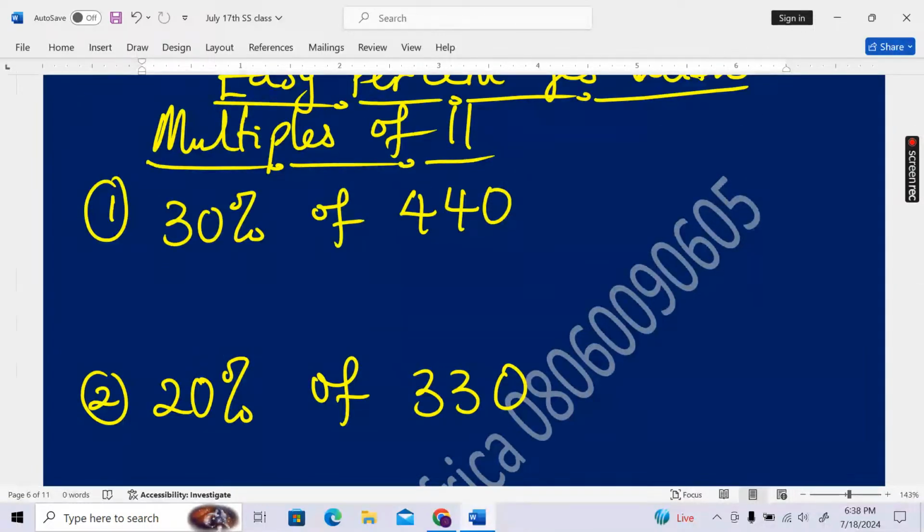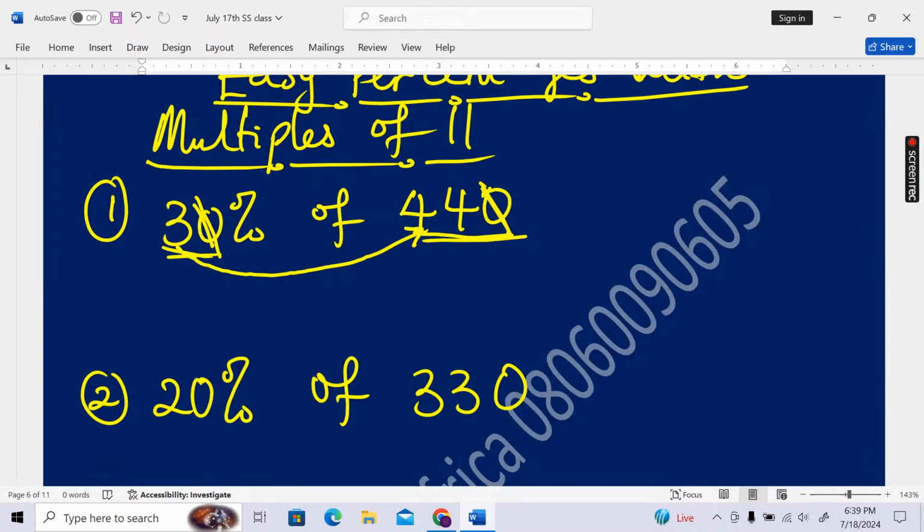Now, starting from the first one, 30% of 440. Anytime you've been asked to find percentages like 30% of 440, all you need to do is to strike out the last zeros. Use the last zero of 30 to strike out the last zero of 440. You can do this in your head. All right, then you will multiply 3 by 4.